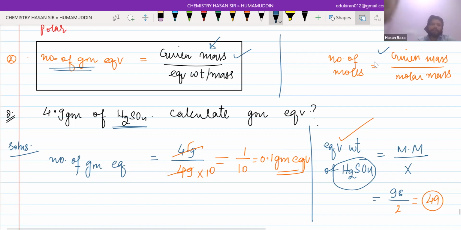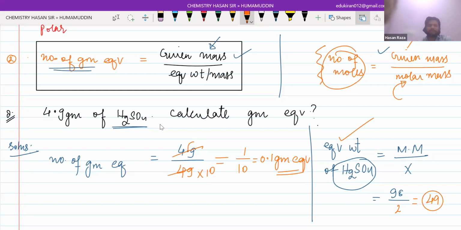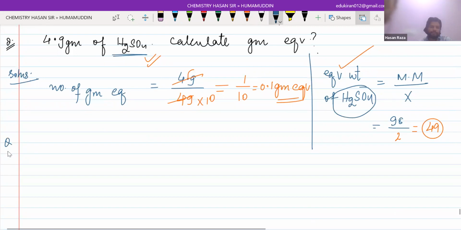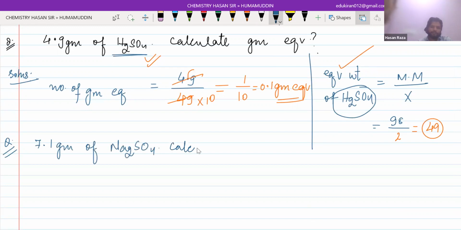If you look at the number of moles, you just need to write the given mass and the molar mass, and you will get the number of moles. So it is in one step, but this is in two steps because you need to calculate the equivalent mass as well, which has a formula: molar mass upon X. Now I'm going to give you another question. 14.2 gram of Na2SO4. Calculate gram equivalent. Please do it.